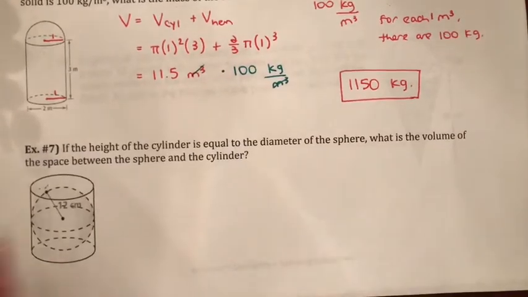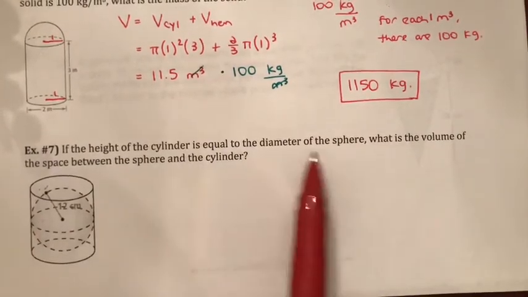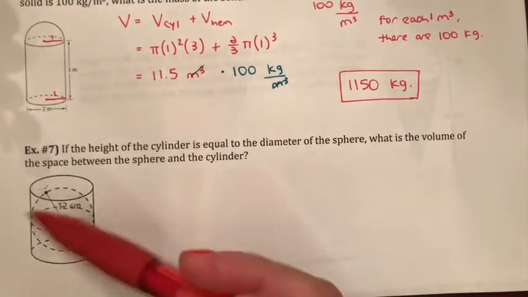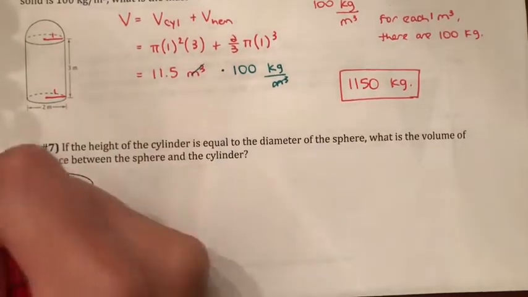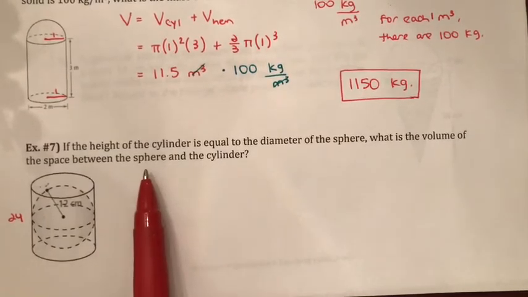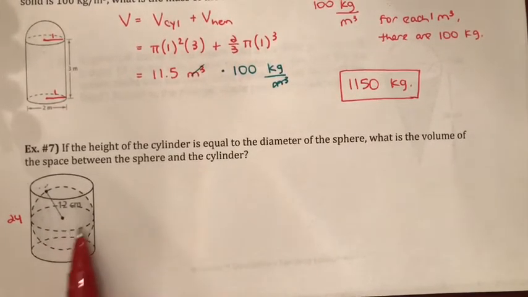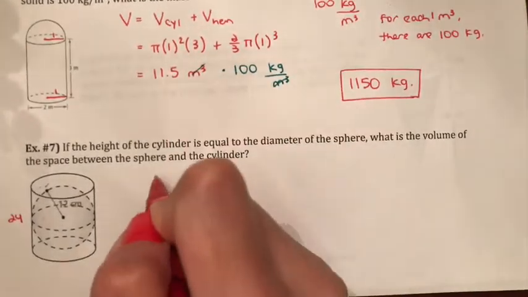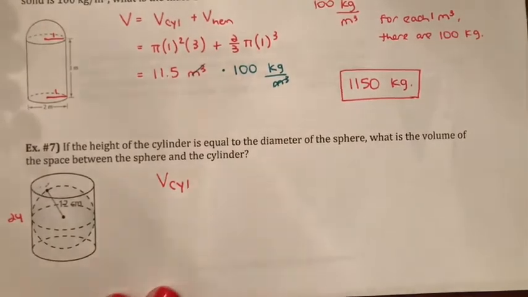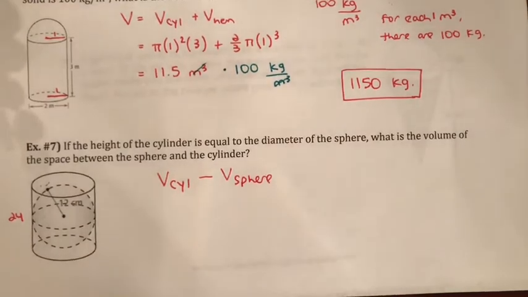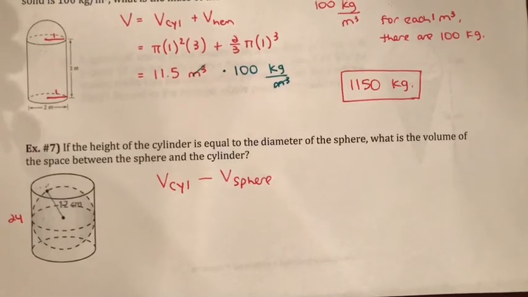All right, this last problem says if the height of the cylinder is equal to the diameter of the sphere, so the diameter is going to be twice this, so that's 24. What is the volume of the space between the sphere and the cylinder? So I'm not going to include the actual sphere. I want the space around it. So what we need to find is the volume of the cylinder and subtract the volume of the sphere. Okay, so I'm going to have you try this one. This is the last problem in the notes, and you can check the solutions when you're finished.